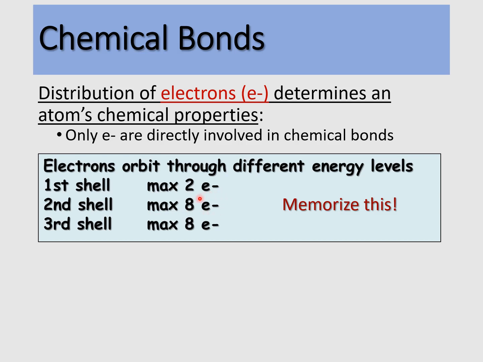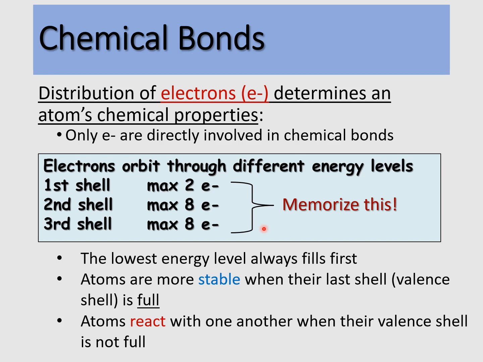Okay. Now, what if they have more than 10 electrons? Now they're going to start filling up a third shell and so on. So you only have to memorize up to 3 shells, okay? Because obviously we can have more than that, but we're not going to worry about that for this class. So the second and third shell have both a max of 8 electrons each, okay? So now why is this important, okay? So the lowest energy level always fills first. So we're always going to fill the first shell, then the second shell, and so on. Okay, so you're always going to fill it in the same order.